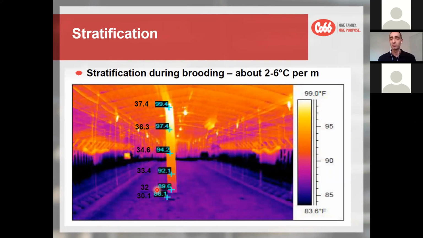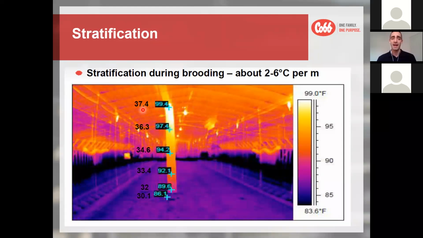So we can see in this picture, it's a nice thermal image, and it's in black here at the bottom, which might be difficult for you to see, but it says it's sort of 30.1 degrees Celsius on the floor over here. And as we go up this piece of paper that we put in the house, you can see on the roof, 37.4 degrees Celsius. So around about 2 to 6 degrees Celsius per meter in stratification. So we want to take advantage of this with our minimum ventilation systems.